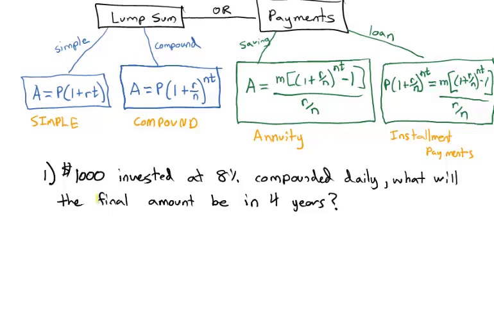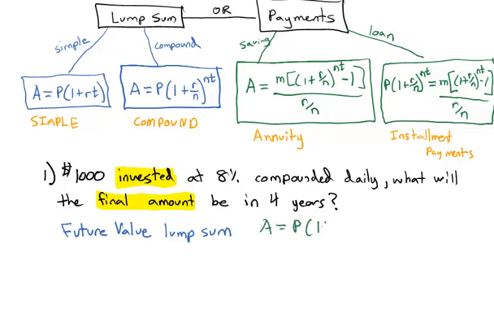The question is asking about the final amount. Because the question's asking about the final amount, that tells me we're looking for a future value, the value at the end of the investment. And the $1,000 is invested in one lump sum. So this is the future value of a lump sum, compounded daily. So that's our compound interest formula, A equals P times (1 plus r over n) to the nt.